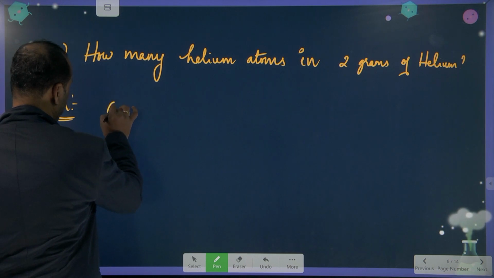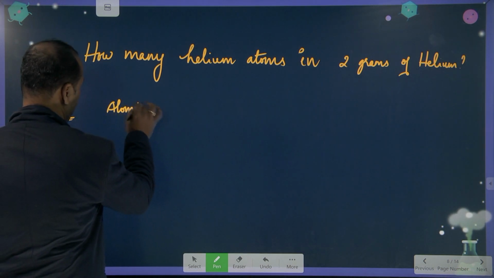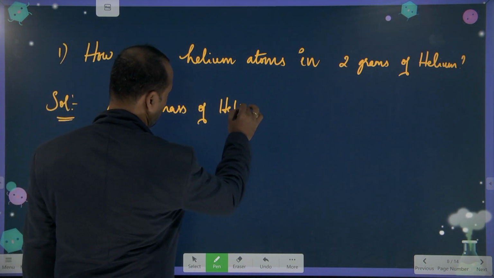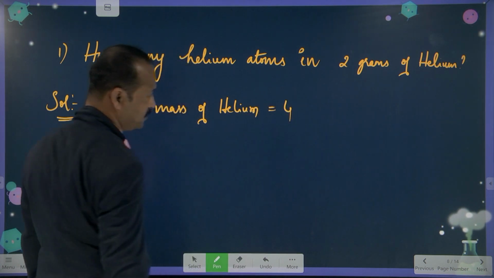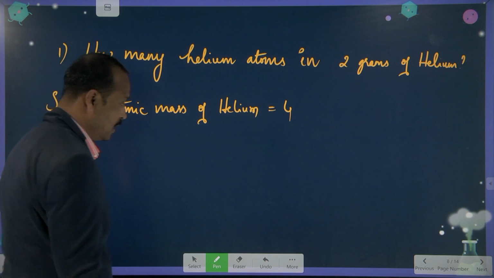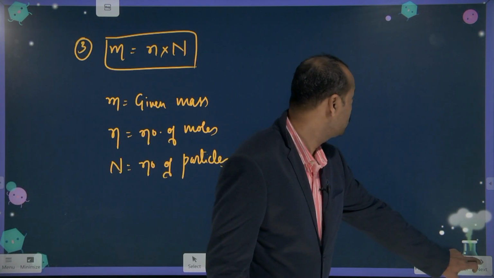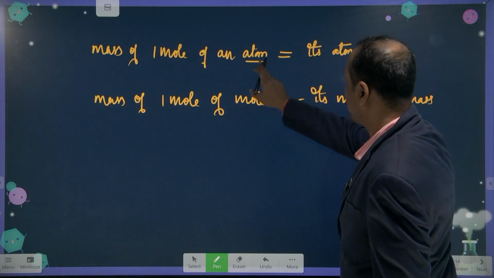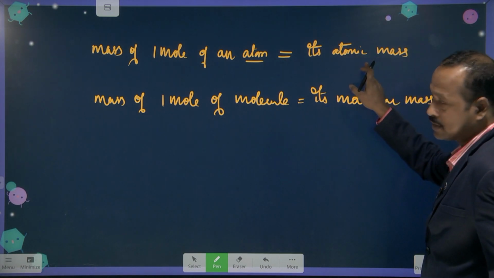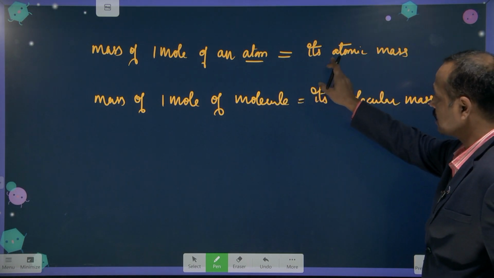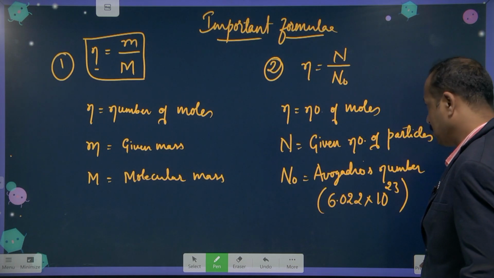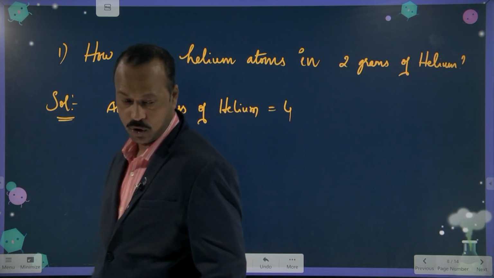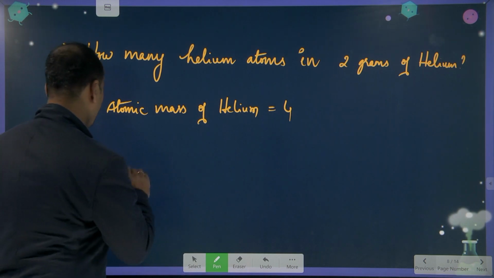Okay. So atomic mass of helium is equal to 4. Yes or no? Yes. Right. Now in the previous slides I have given that mass of 1 mole of atoms is equal to its atomic mass. The meaning is what? Helium atomic mass is 4. So 4 grams is equal to 1 mole. Okay. So if I want to find the number of moles.